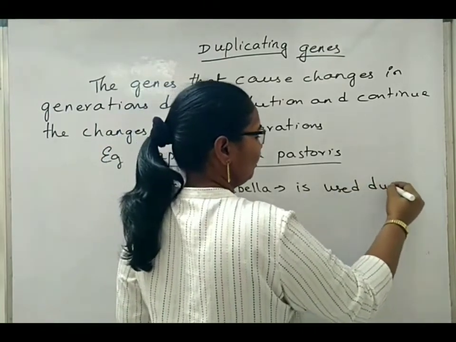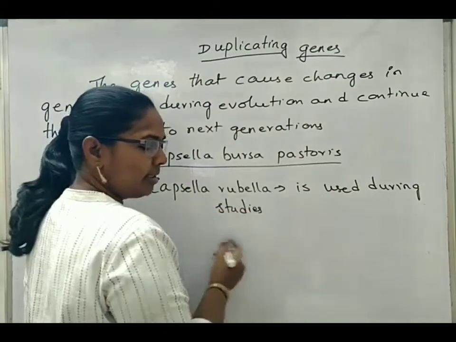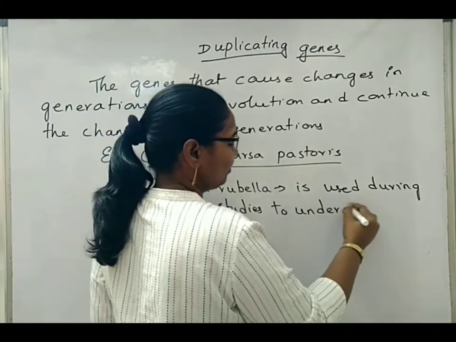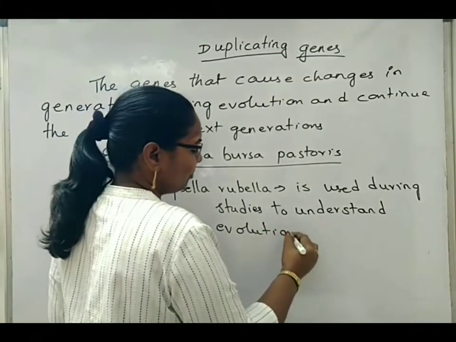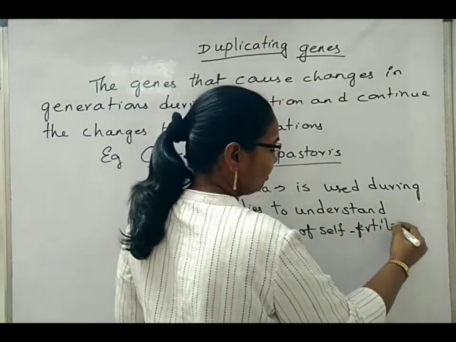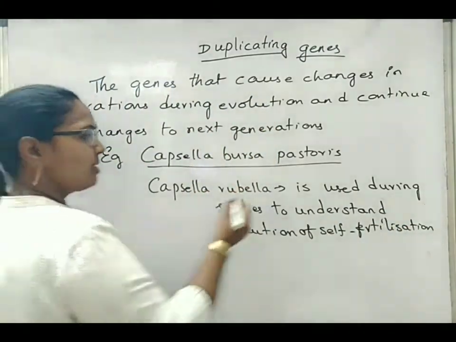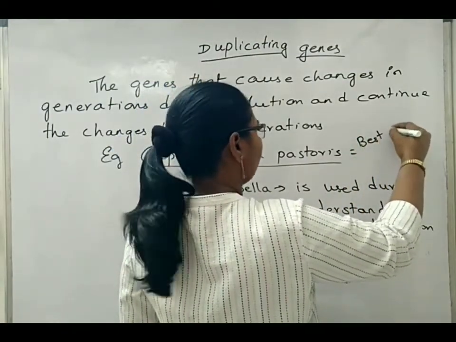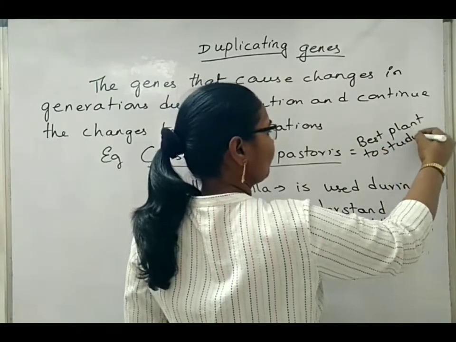It is used during studies to understand the evolution of self-fertilization. Here, Capsella bursa-pastoris is also the best plant to study evolutionary changes.